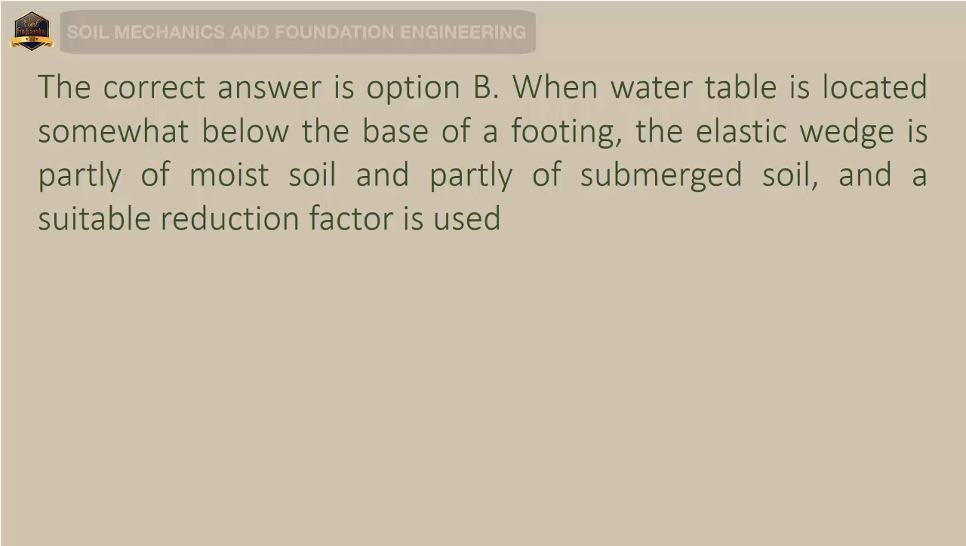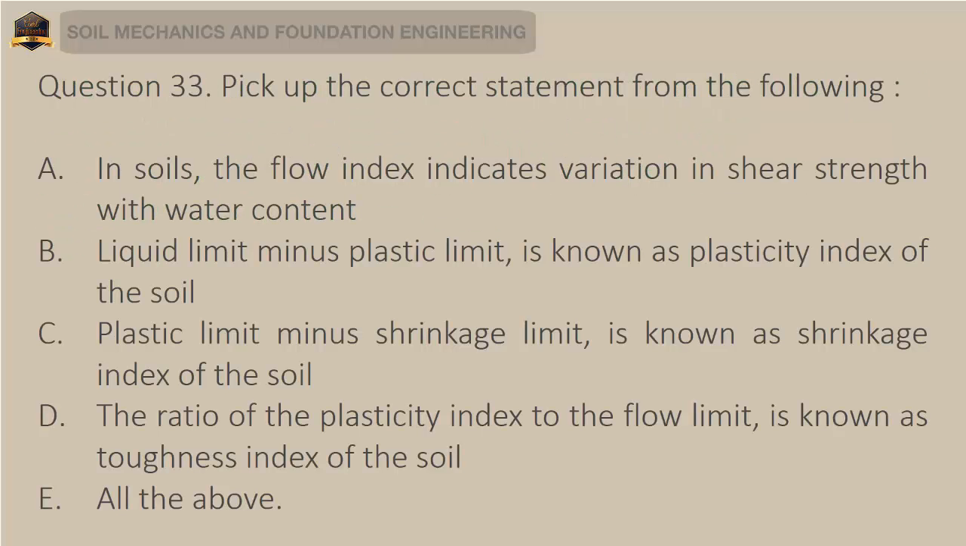Question 33. Pick up the correct statement from the following. A. In soils, the flow index indicates variation in shear strength with water content. B. Liquid limit minus plastic limit is known as plasticity index of the soil. C. Plastic limit minus shrinkage limit is known as shrinkage index of the soil. D. The ratio of the plasticity index to the flow limit is known as toughness index of the soil. E. All the above.